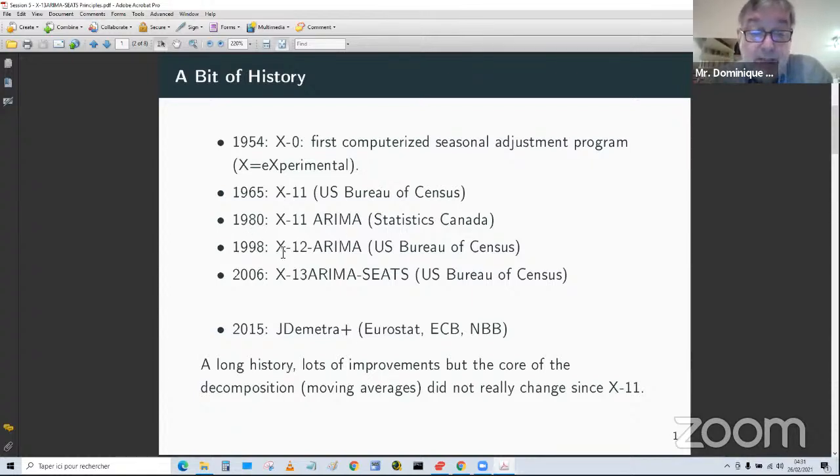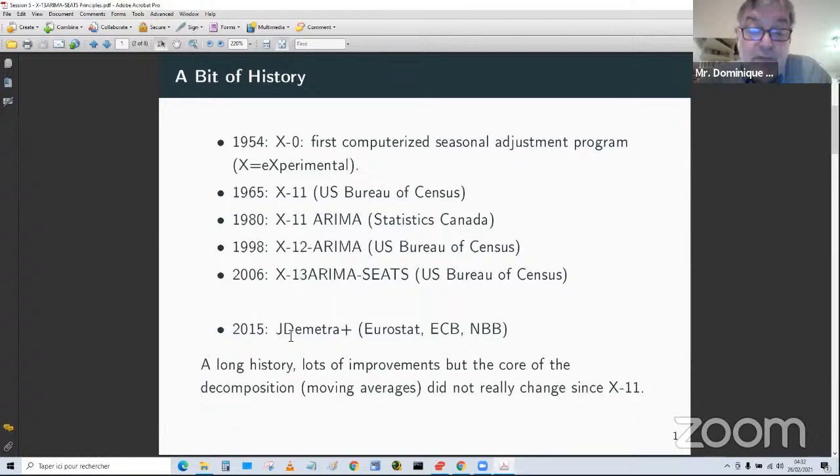20 years later, the Bureau of Census publishes a new version of X11 ARIMA called X12 ARIMA. And then in 2006, there is a very new version, X13 ARIMA with SEATS. The SEATS part, nobody uses it, even the Bureau of Census, I guess. But anyway, this is X13 ARIMA.